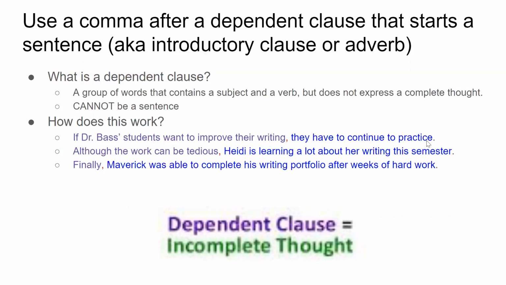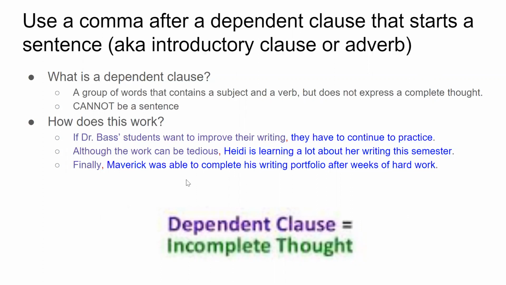sentence. So sometimes when we write, we often put dependent clauses at the beginning of our sentences to introduce the idea that we're about to explain. In this case, "If Dr. Bass's students want to improve their writing" is what we call an introductory clause. Sometimes we use adverbs, just one word, as an introductory clause.